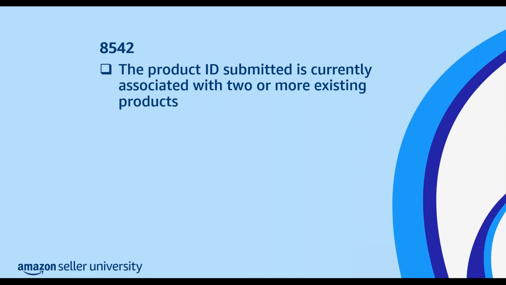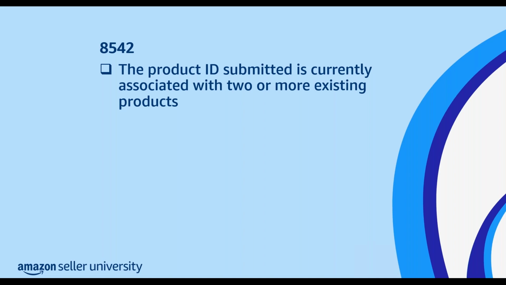Another error that's common is error code 8542. This means a product ID you submitted is currently associated with 2 or more existing products, but other attributes you've provided don't match these existing products. To solve this error, double check your product ID to ensure it's correct, and then update the attributes in your file to match those in the catalog before resubmitting your file. You can find the correct attributes in the error report we reviewed previously. Alternatively, you can replace your entry under the product ID or product ID type column with the ASIN provided in the error report and resubmit the file upload.